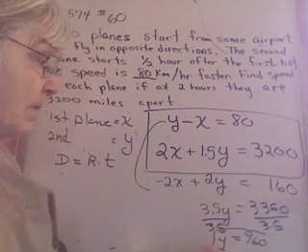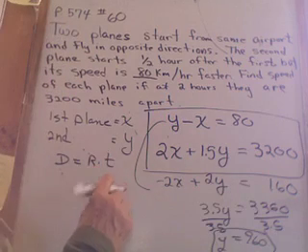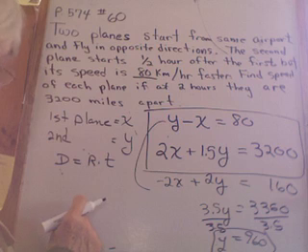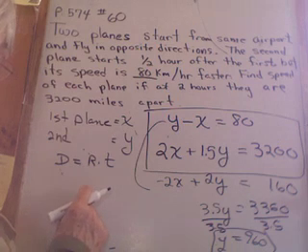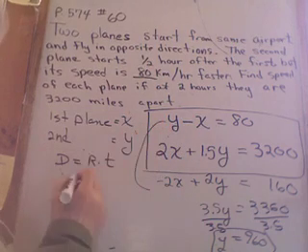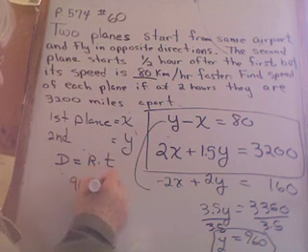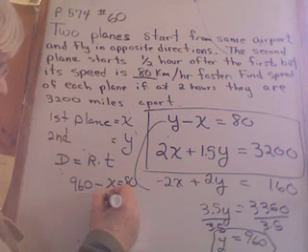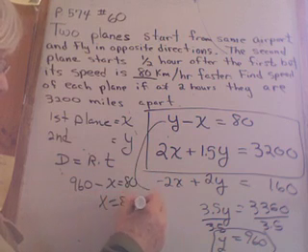960. So, the rate of the second plane is 960. How can I find the rate of the first plane? Go here, right? y is 960. 960 minus x equals 80. That's easy, huh? x equals 880. Check my arithmetic.